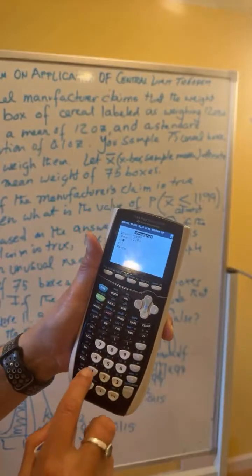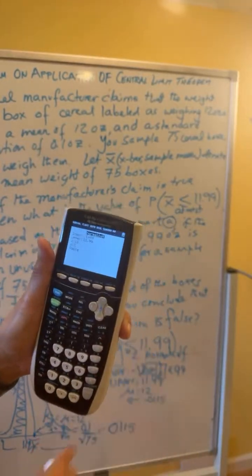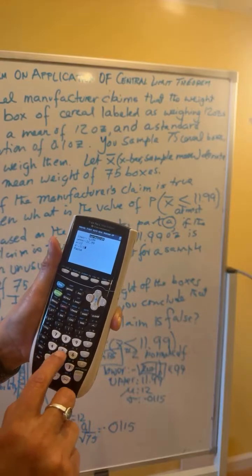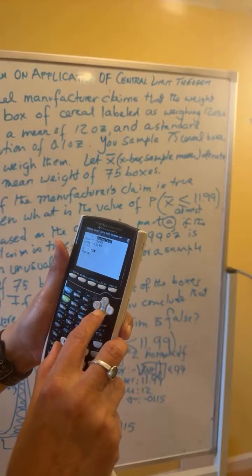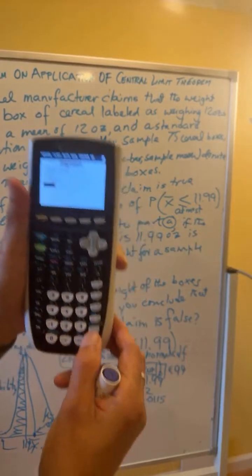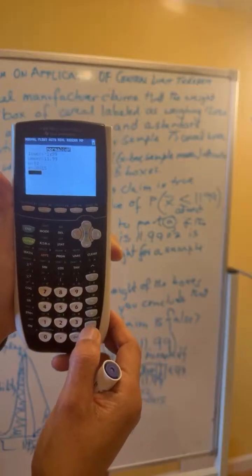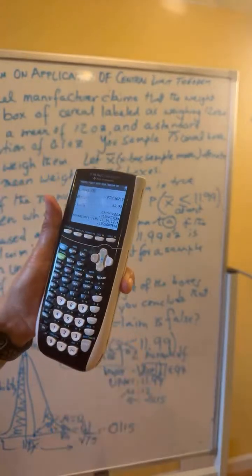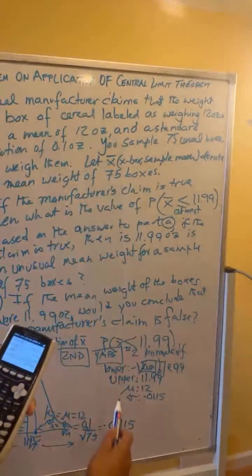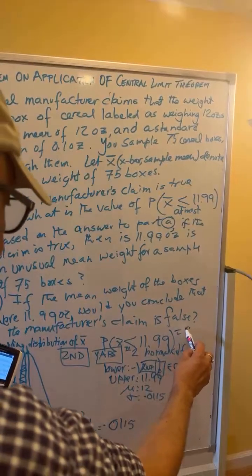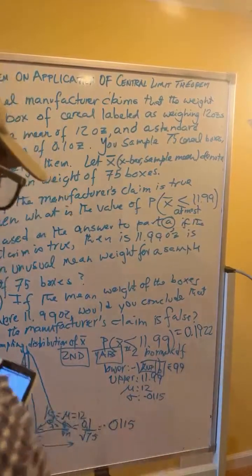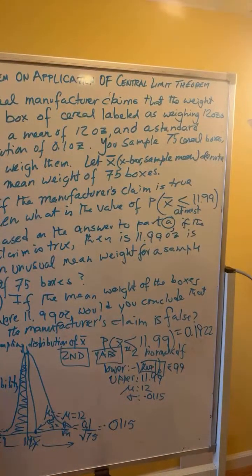My mean is 12, and my standard deviation is the standard deviation of the sampling distribution, which is 0.0115. And then I go down to paste and hit enter twice. This is important. Bring your cursor of the black rectangle on paste and hit enter twice. And the area, so this probability, is 0.1922. So there is a 19% chance that the sample mean is less than or equal to 11.99.